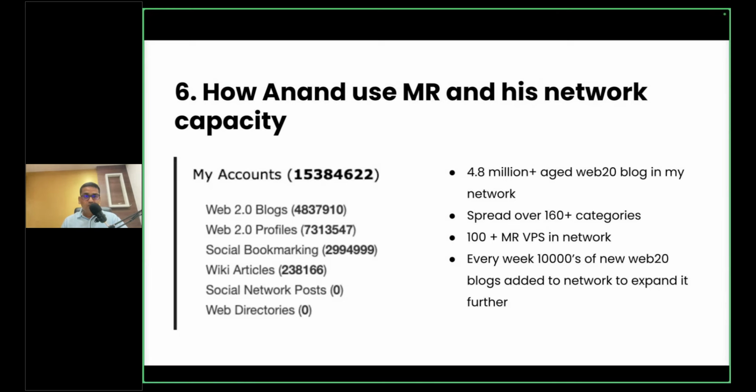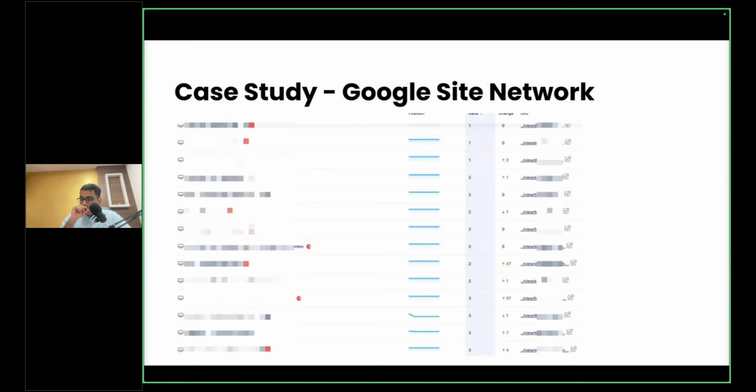These web 2.0 blogs are private blogs. They are associated with you, so they are made for this. But if you go to someone's guest book and paste a comment there, I think that's spam. So we don't do that kind of work here. And Money Robot doesn't have that kind of thing. Then every week, 10,000s of new web 2.0 blogs are added to our network. So that's our network capacity.